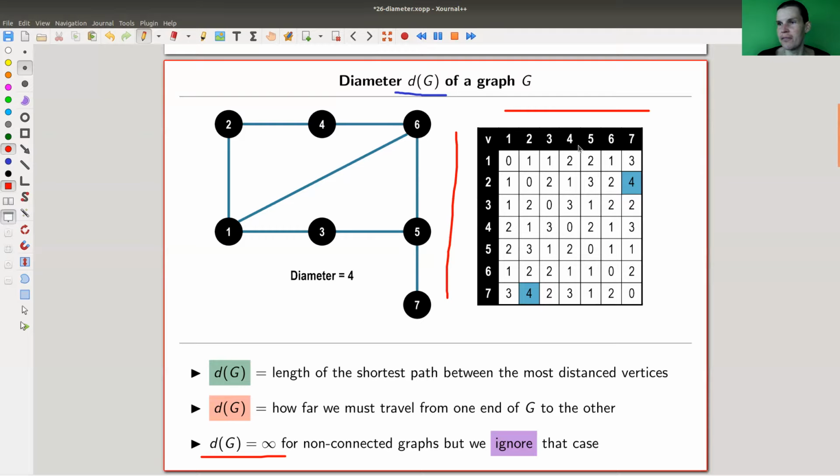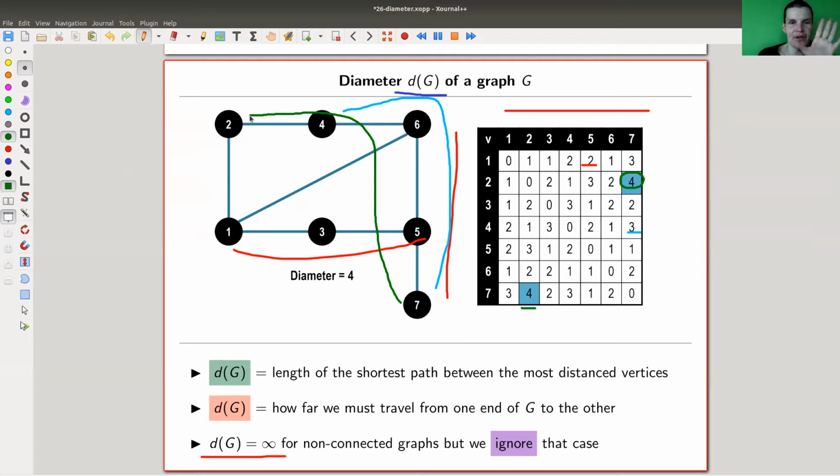Let's say from 1 to 5. From 1 to 5, the shortest path is of size 2. Let's do another one. From 7 to 4, the shortest path is of length 3. There you go, and you just write it down. From 7 to 2, the shortest path is of length 4, and so on. And the diameter is just the maximal number you see. So the diameter of the graph is 4, because you need at most 4 steps between any two vertices. This is how far the graph stretches, if you want.